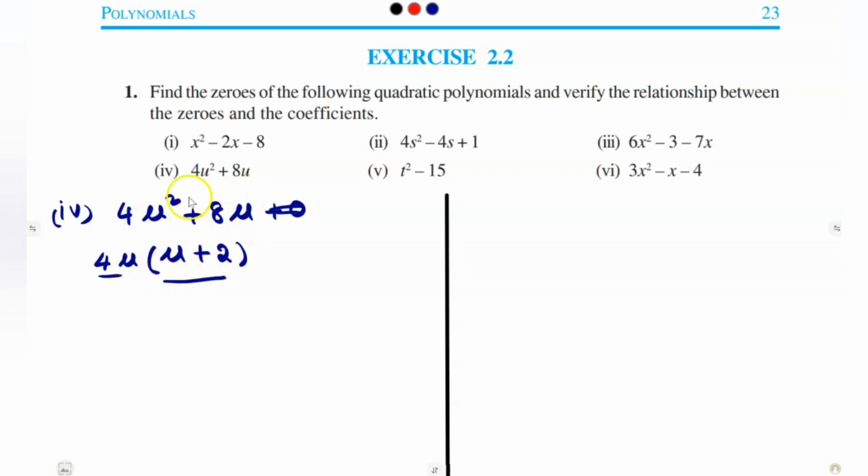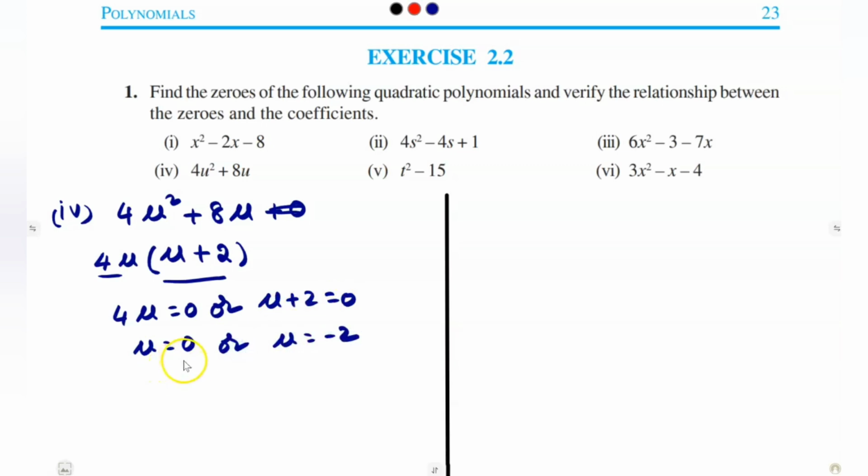So if this polynomial should become 0, either one of the factors should become 0. So either 4u should be equal to 0 or u plus 2 is equal to 0. If 4u is equal to 0, u is also 0, because definitely 4 cannot be 0. Then if u plus 2 is equal to 0, u should be equal to minus 2. So we have two zeros here, 0 and minus 2. The zeros of this polynomial are alpha is equal to 0 and beta is equal to minus 2 here.